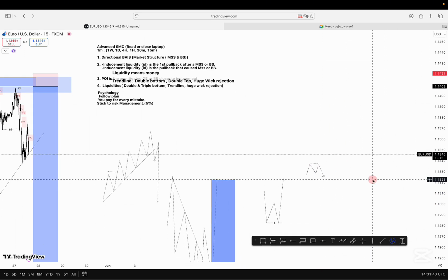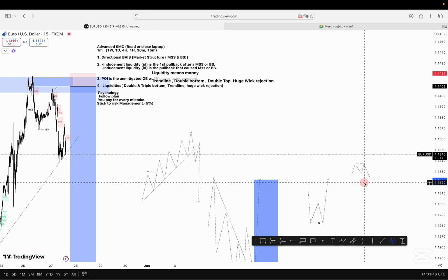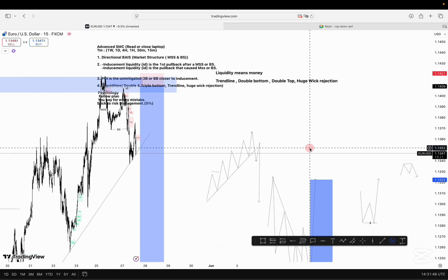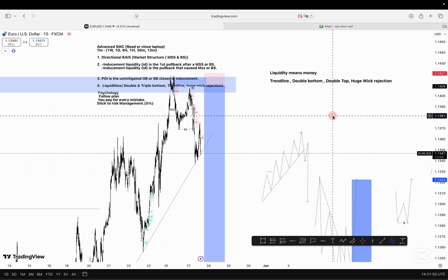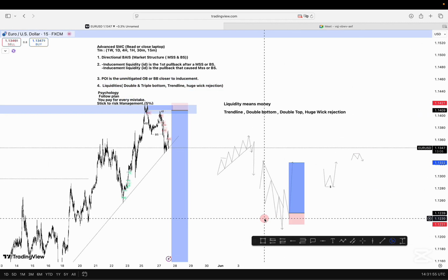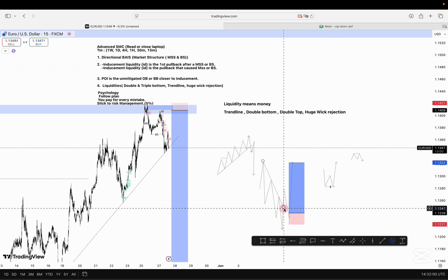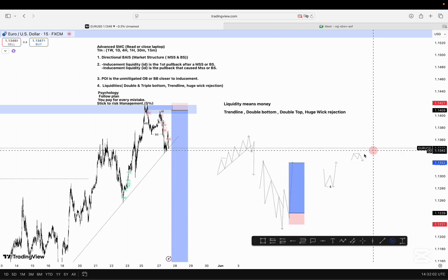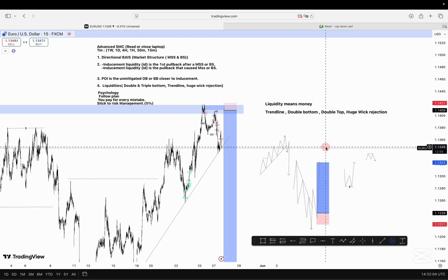Then which one again? Huge wick rejection. That one I do not want you to focus on. It's not really something you will use to take trades, but if you can focus on trend line liquidity and double top and double bottom liquidity, that will be more than enough.